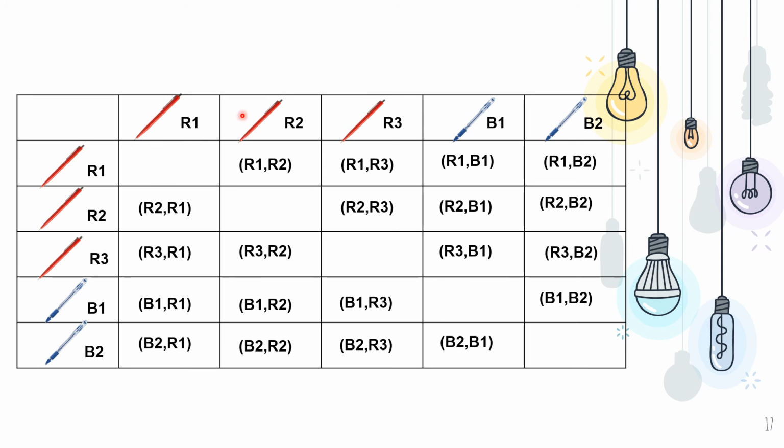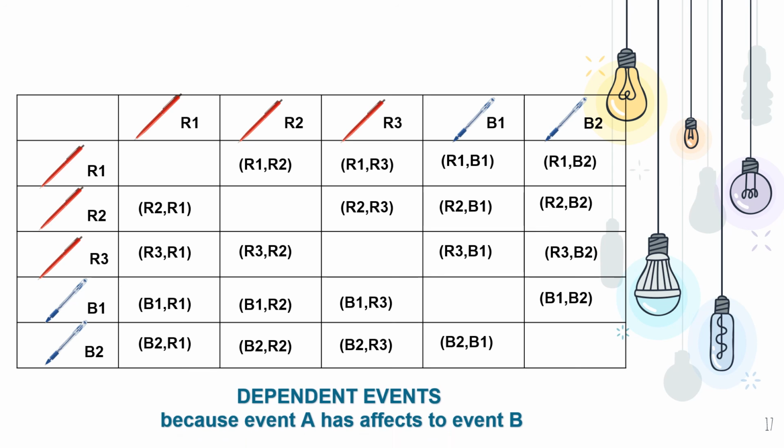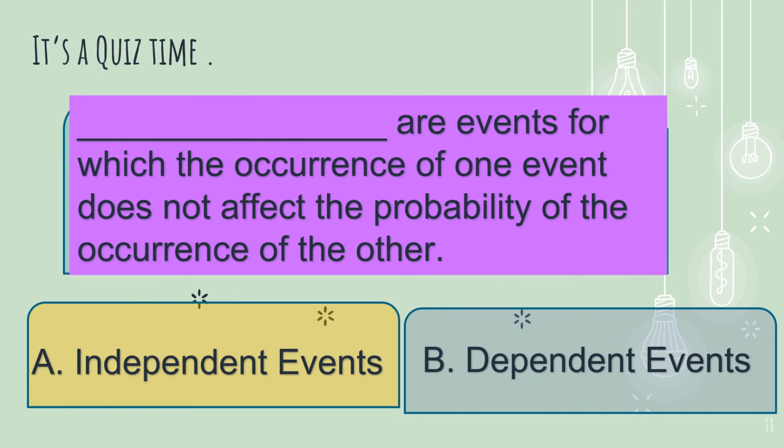So for a dependent event, we take the first red pen. So there will be one less red pen for the second event. Okay, so this is the table. So this is a dependent event because event A has an effect on event B. Okay, that's all about dependent and independent events.